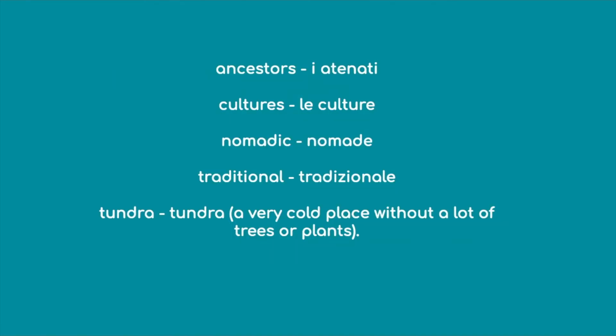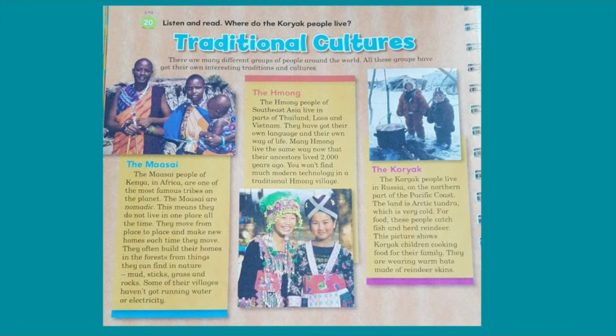And the final bit of reading we did, so ancestors, cultures, nomadic, traditional, and tundra, a very cold place without a lot of trees or plants. Where do the Koryak people live?